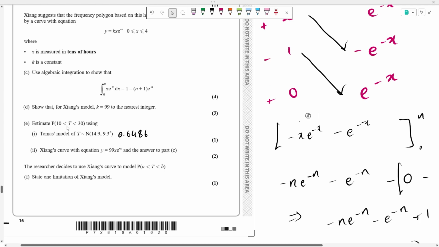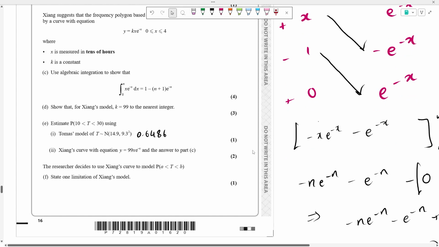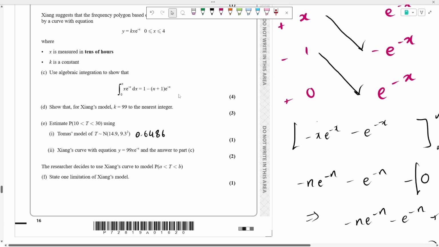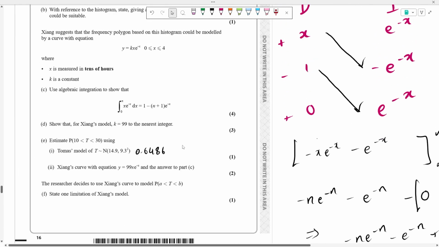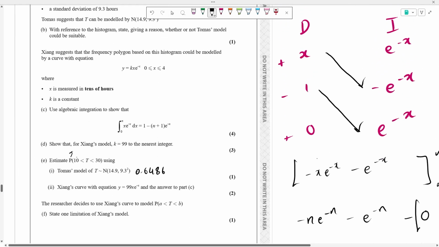Young's curve with equation 99x. Estimate that 10 is less than t less than 30 using this curve. Okay, so our lower time here is going to be 1. Our upper time here is going to be 3. So for part 2 here, we're going to use the equation up here that we just worked out. Because this is a 2 marker, we should try to use the limits that we've worked out here. It's between 0 and n, and we have to think about how the integral subtraction works. This is going to be x equals 1 and x equals 3, right? Because it's in tens of hours.